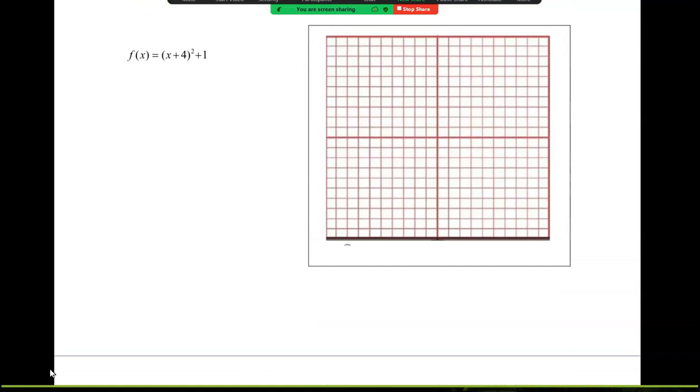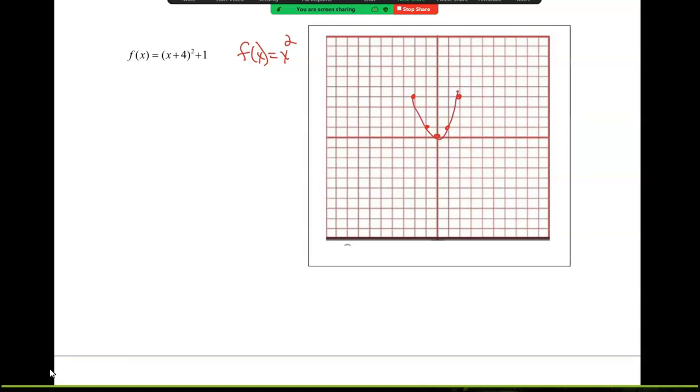Oh, look, it's still one of our favorite functions. The parent function, f of x equals x squared. Happy day. I'm not going to go through the whole explanation again. You can hear that if you want to just hit the playback button. 1, 2, 3, 4. Okay, that's my parent function in red.